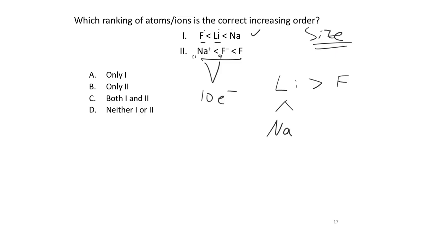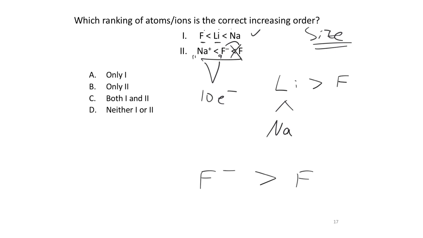And then F minus versus F, what about this comparison? Is F minus smaller than F? No, anions are larger. We add an electron in, anions should be larger than their neutral counterparts. So this trend here would not be true. So F minus is bigger than F.